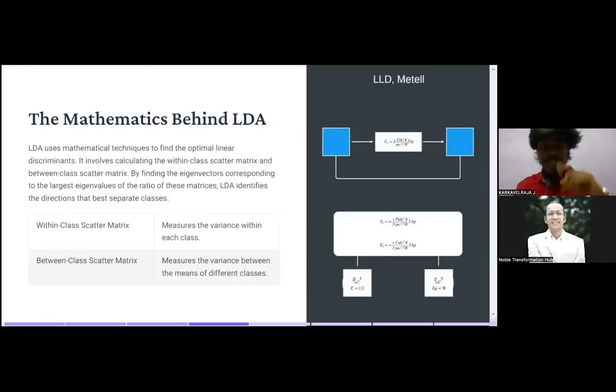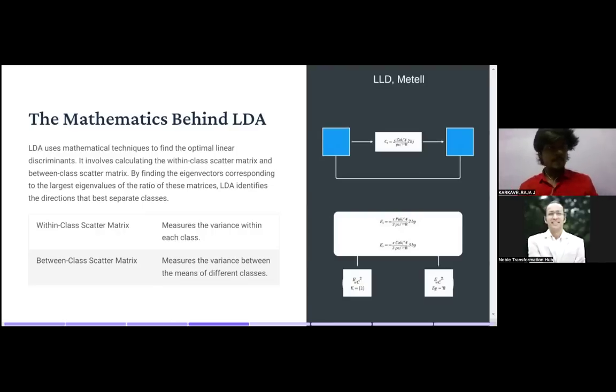Math behind LDA. Same thing, I'm going to explain it in terms of math. Don't be shocked or worry just because it is mathematics. Let's make it simpler.